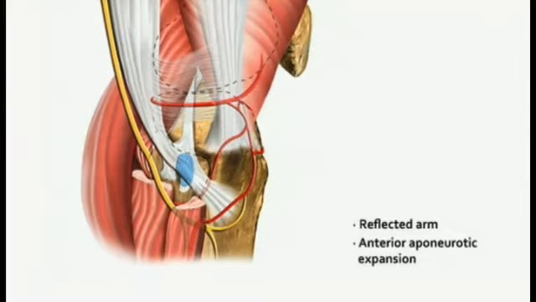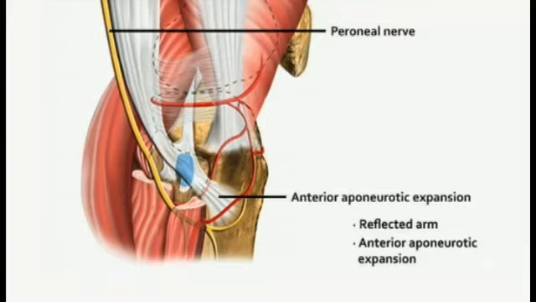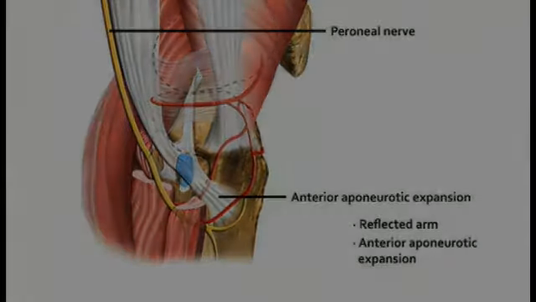2 other commonly described attachments are the reflected arm, which connects the long head to the iliotibial band, as well as the anterior aponeurotic expansion, which is basically the continuation of the anterior arm onto the anterior compartment of the leg. Notice the peroneal nerve running just posterior and distal to the long head of the biceps. Let's now go to the dissection.